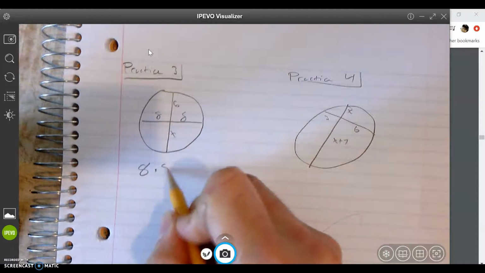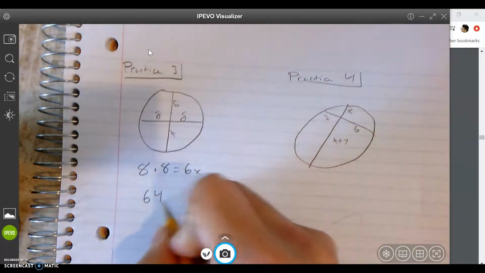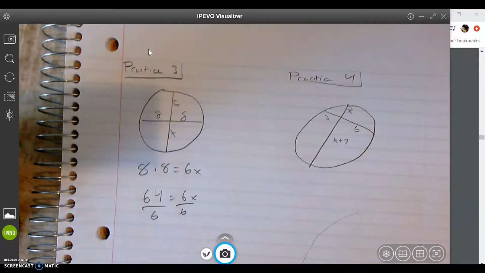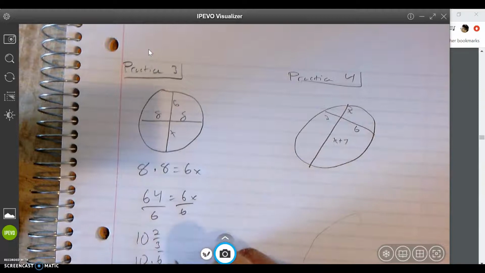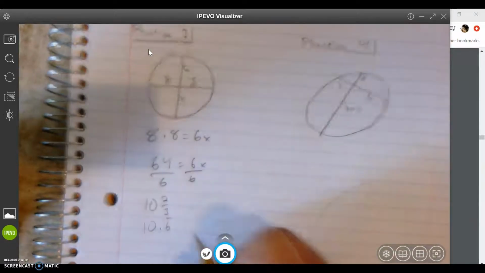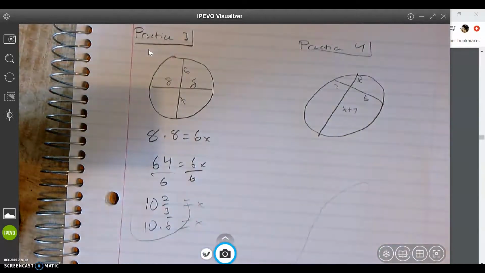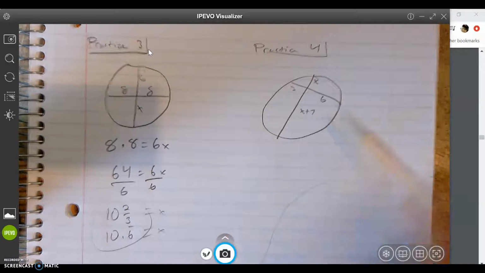8 times 8 equals 6 times X. So that would be 64 equals 6 times X divided by 6. 64 divided by 6 is 10 and 2/3, or 10.6 repeating, you could say. Both of those are acceptable, equals X. Cool. Next one, number 4. Did you get it? Let's see.